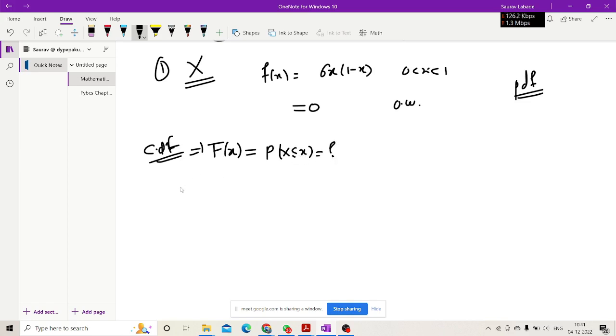How can I find it out? I will just use the formula, that is capital F of x equals what? Integration of minus infinity to t, f of t dt. This formula I will use. So this will be equal to, sorry, minus infinity to x, f of t dt. So the same I will just apply here. It is minus infinity to x. But here, what is the lower limit?